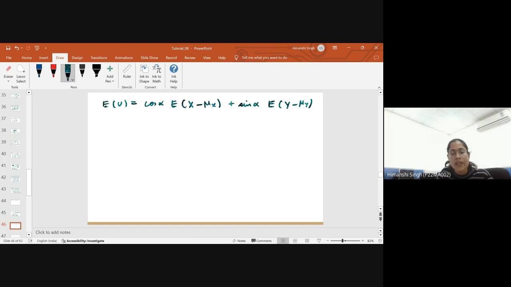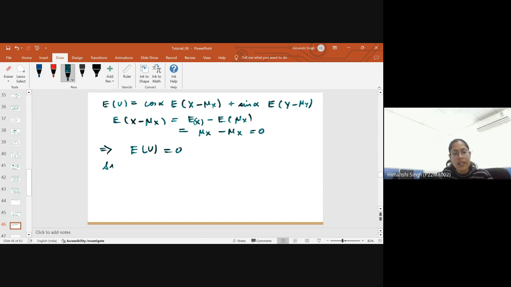Okay, now expected value of x minus mu x is what? Expected value of x minus mu x is expected value of x minus expected value of mu x. Now mu x is already a constant, so it will be a constant only. So that is equal to, now expected value of x is what? Mu x. That is like mu x minus mu x, which will be 0. And similarly, the expected value of y minus mu y is also 0. So which will imply that expected value of u is 0.